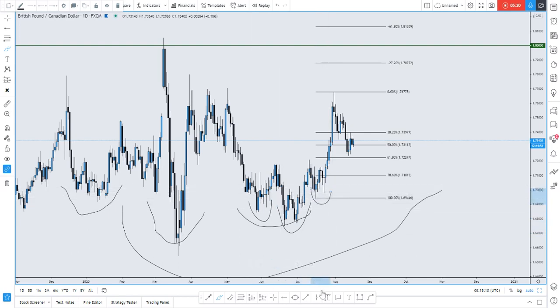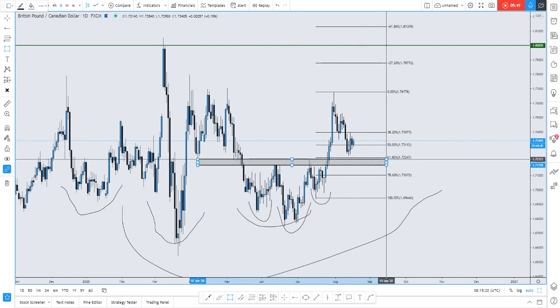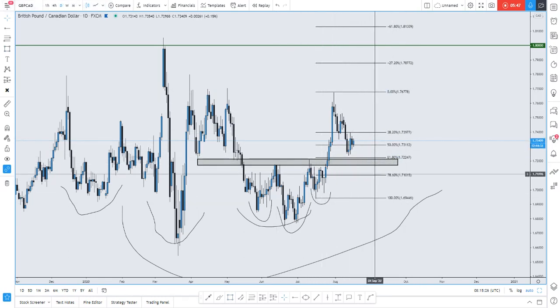And looking at this closely, this is the neckline. The neckline aligns with a previous area of structure. So this is just further confluence, crazy confluence to be precise. Price almost came back to the neckline, but it never did get there. So, what do I expect on this?